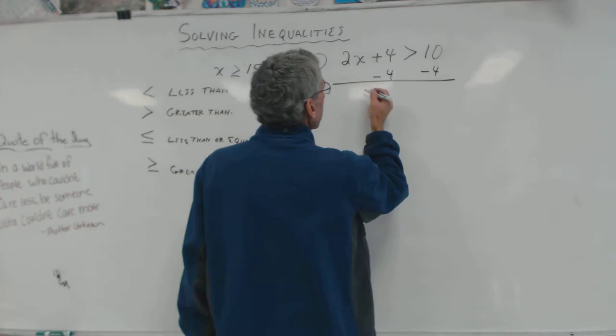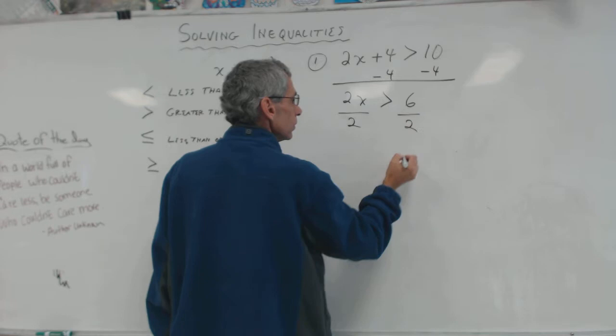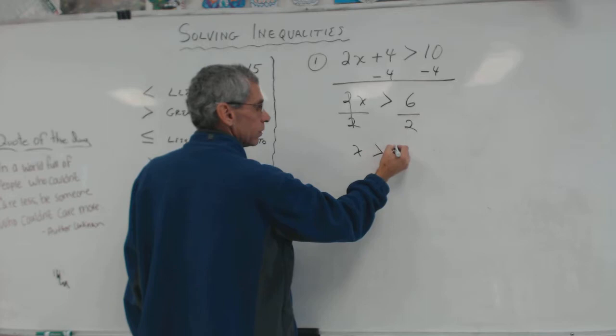And then I have 2x is greater than 6. You with me? You divide by 2. Now I'm going to divide by 2, divide by 2. And those cross out, I get x is greater than 3. Is that the answer? That's the answer. Cool.